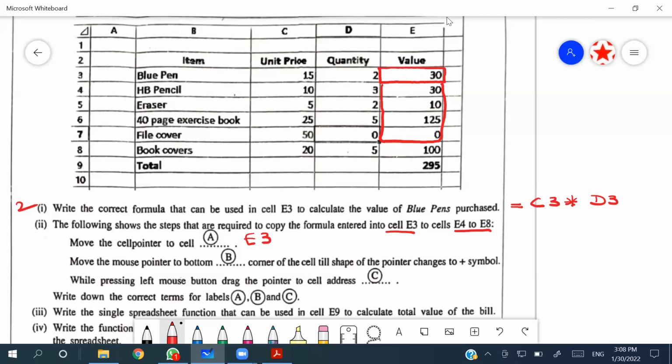Move the mouse pointer to the bottom right corner. That is where you are going to find the fill handle of the cell till shape of the pointer change into a plus symbol. While pressing the left mouse button, drag the pointer to cell what? E7, right? So A is going to be E3, B is going to be right, C is going to be E7.